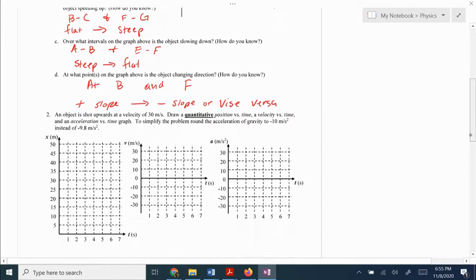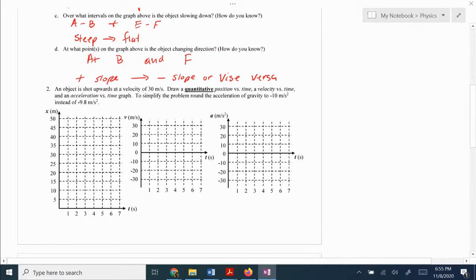Moving along, right? We have an object that's traveling upwards at a velocity of 30 meters per second. Draw a quantitative, meaning with numbers, position versus time and velocity versus time graph, and we're going to use -10 instead of -9.8. So the Paul equation tells us where that object is at a given time. So I want to know where it is, so I'm looking for x. Technically, it probably should be a y because we're looking at vertical distance, but since the graph says x, I'm going to use x. It starts from the ground, so it starts at 0.